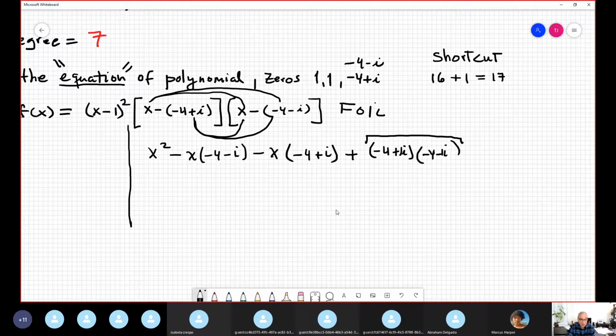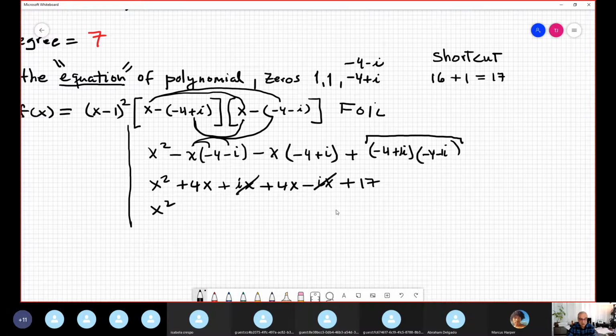Okay, now, the other part, when it's x squared plus 4x, I distribute it, look. Plus ix, minus, no, plus, again, 4x. Minus ix plus 17. Okay, so we combine like terms. It's easy. That part is cancelled out, magically. The imaginary part disappears. That is the reason the complex roots come in pairs of conjugates. So 4 plus 4 is 8, plus 17.